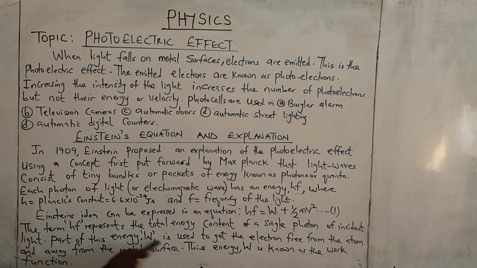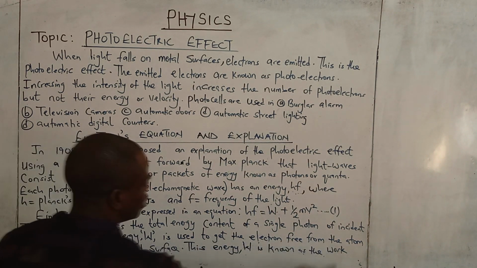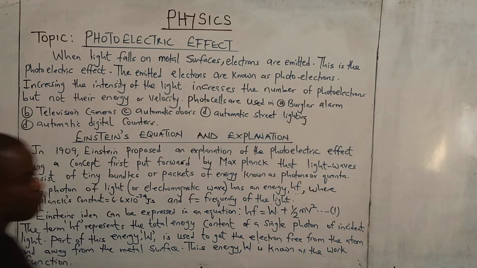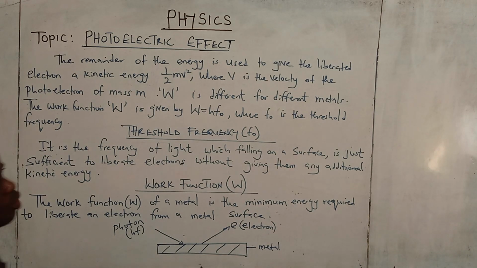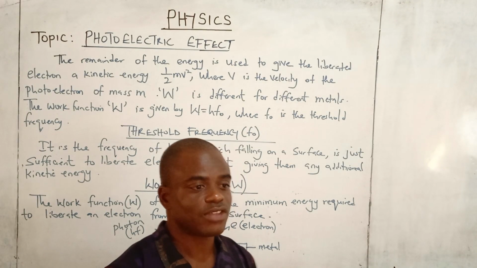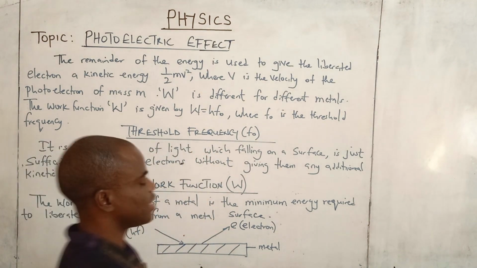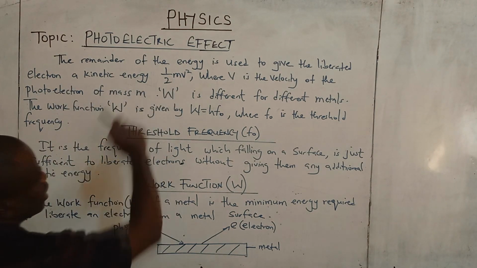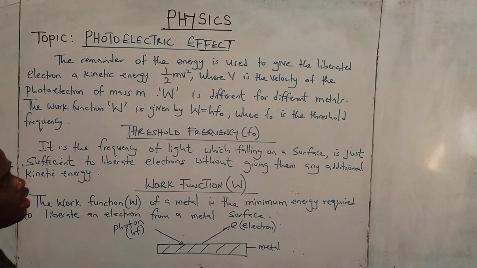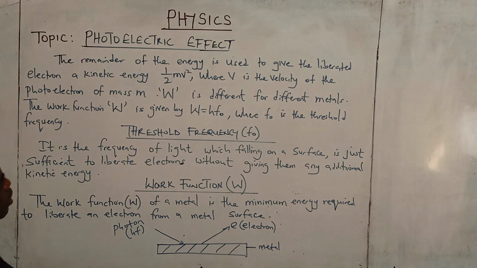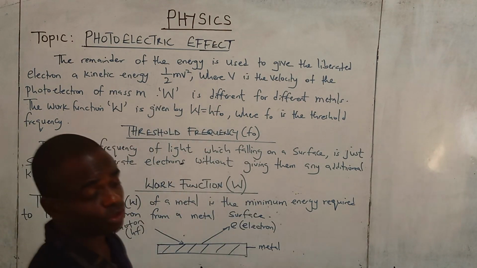Part of this energy W is used to get the electron free from the atom and away from the metal surface. This energy W is known as the work function. I said that the work function is used to free the electron from the metal surface. After it has been freed, the remaining energy, which is the kinetic energy, half mv squared, is used to liberate the electrons, to release them, to move away from the metal surface. The work function is different for different metals.